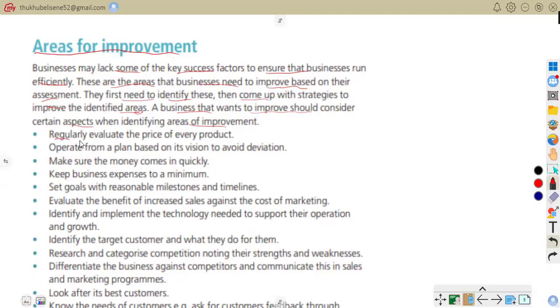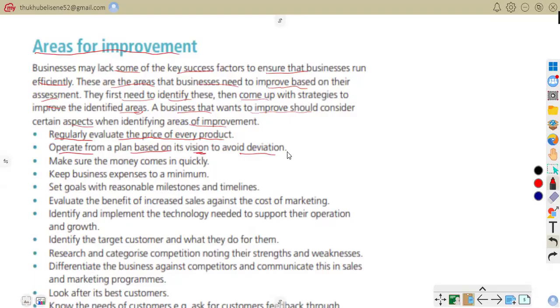Like they said, we should consider certain aspects when identifying areas of improvement. We are to regularly evaluate the price of every product. Meaning to say, a business should regularly check whether their prices are competitive or profitable, considering the cost and what consumers are willing to pay. Let's take, for example, a coffee shop which checks competitors' prices and increases the price of a share slightly because production costs have increased. Also, operate from a plan based on its vision to avoid deviation.